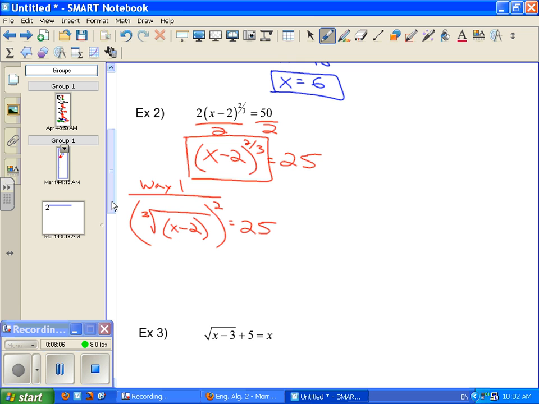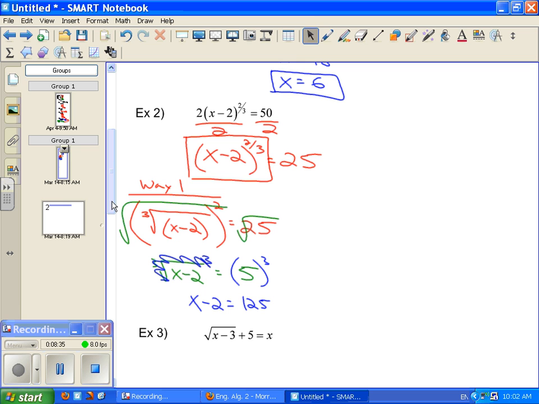So now what would I do to both sides? Square root to get rid of that. So that's going to get me the cubed root of x minus 2 equals positive or negative 5. Now what? Well, we'll just go with 5. It'll be easier. Okay, now how do you undo a cubed root? Cube it. So now I've got x minus 2 equals 125. Add 2 to both sides. x equals 127.